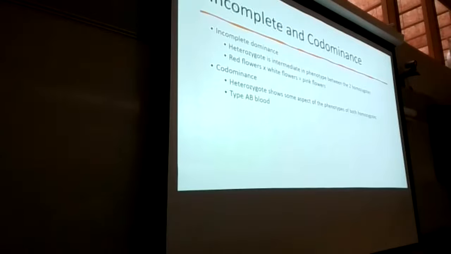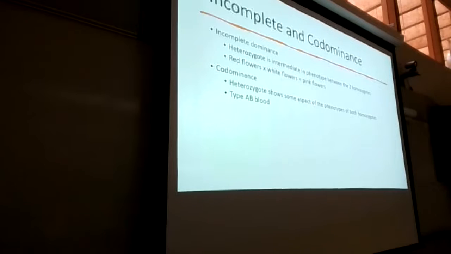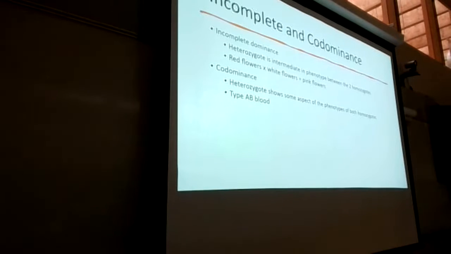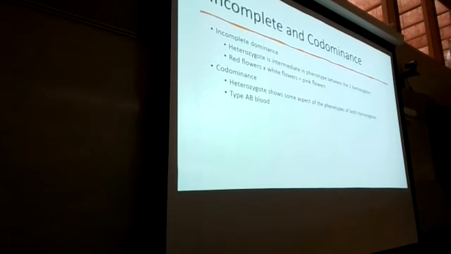I think that's all I want to say about that. Okay, incomplete dominance. I always mess this up. The heterozygous phenotype is the intermediate between the 2 homozygous phenotypes. So we have a tall plant that's homozygous dominant, a short plant that's homozygous recessive, and then our heterozygote is somewhere in between.